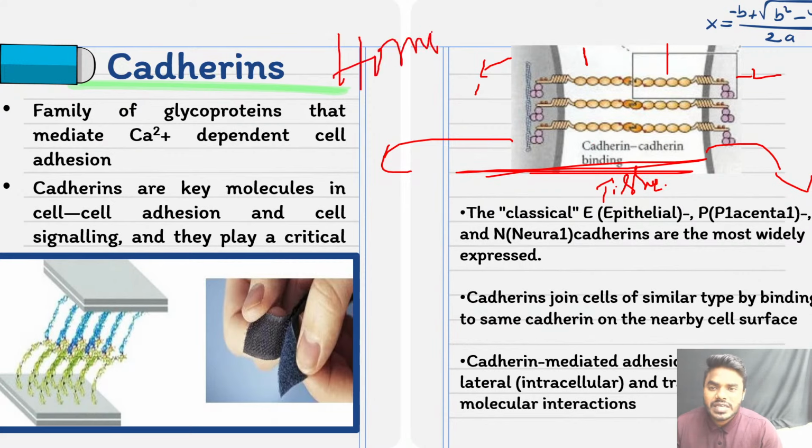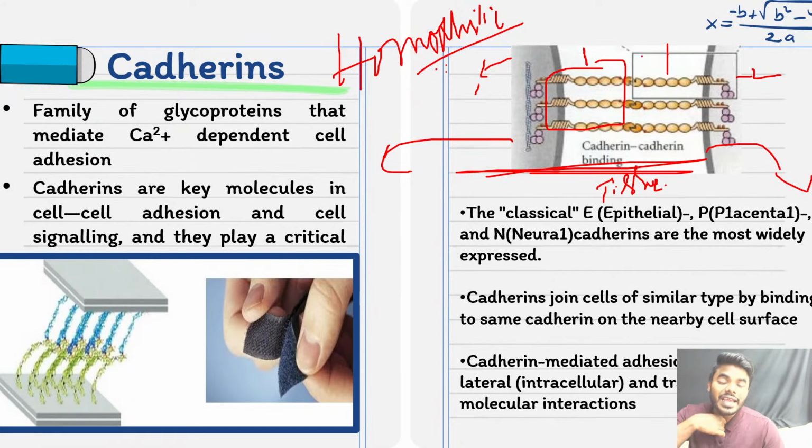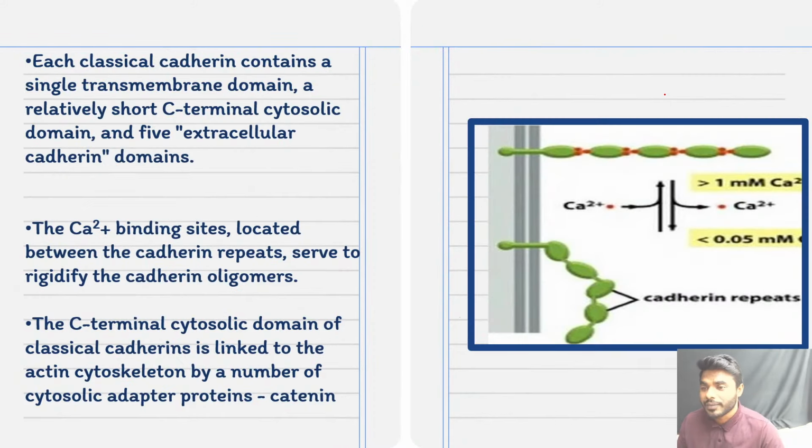The cadherins mediate homophilic interactions, as we have studied, which means the cadherin present in one cell will be connected to the cadherin present on the same group of cells. What do you mean by the same group of cells? Cells that are going to form the same kind of tissue only. Do not get confused with that particular point. Now you can look into the picture very carefully.